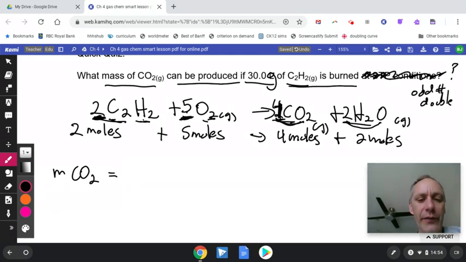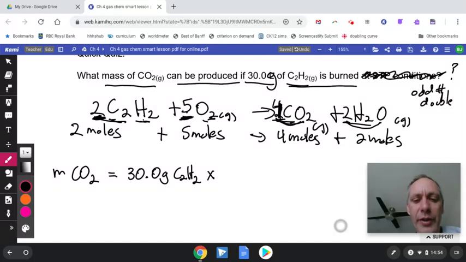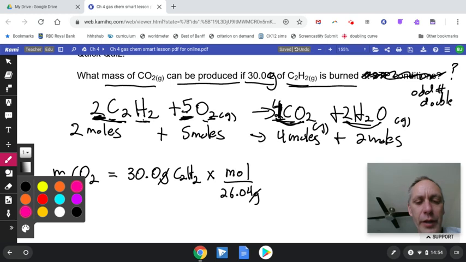So I know that I have 30 grams of C2H2, and I can turn that into moles using its molar mass. 2 carbon, 2 hydrogen, 26.04 grams per mole. And I have to flip the molar mass. Why do I have to flip it? So the grams cancel out. Okay. Now, if I stop right now for this question, I have solved for the moles of C2H2.